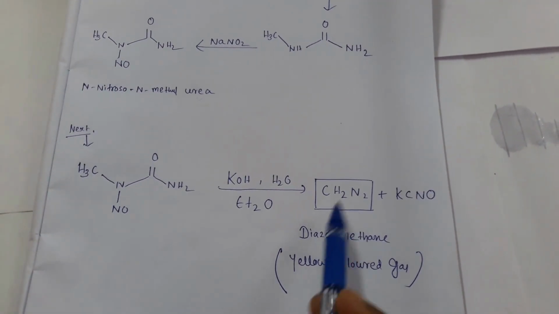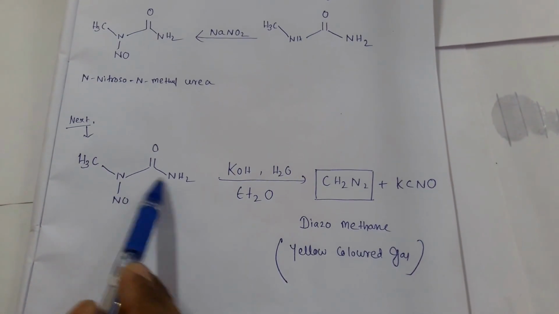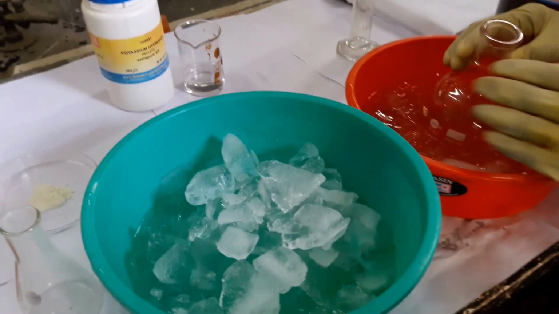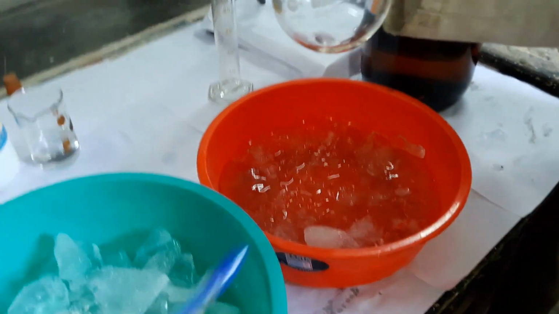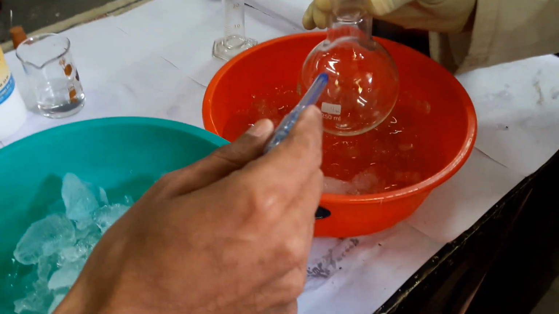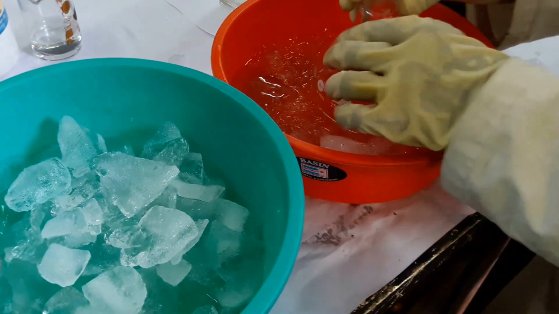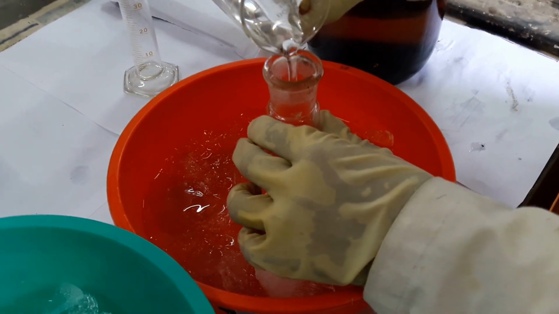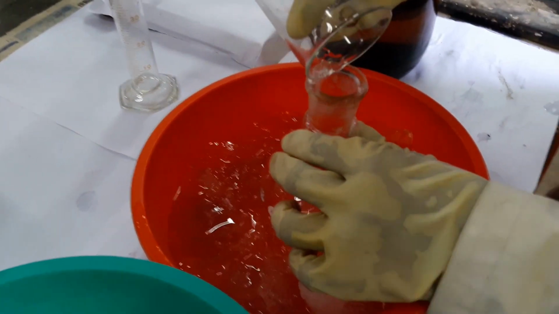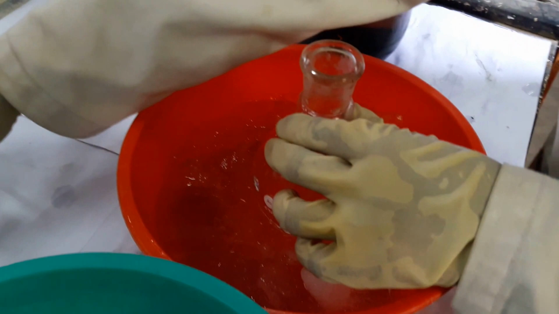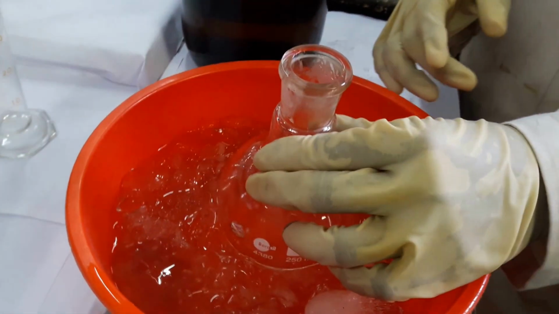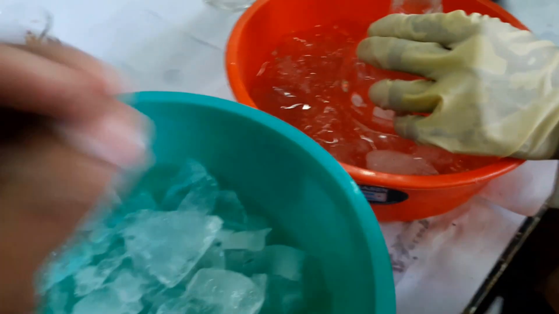So let's prepare this diazomethane from N-nitroso N-methylurea. First of all, we have this set here. This is a 250 ml round bottom flask. First we take 30 ml of 10% aqueous KOH solution. Then we add approximately 90 ml of diethyl ether to the aqueous KOH solution.